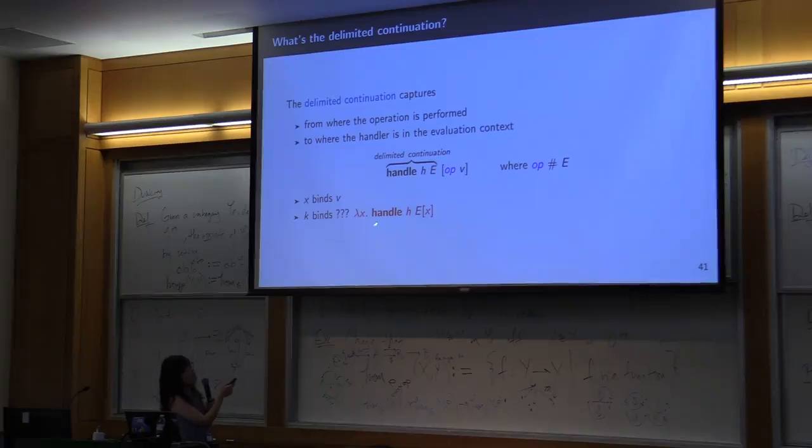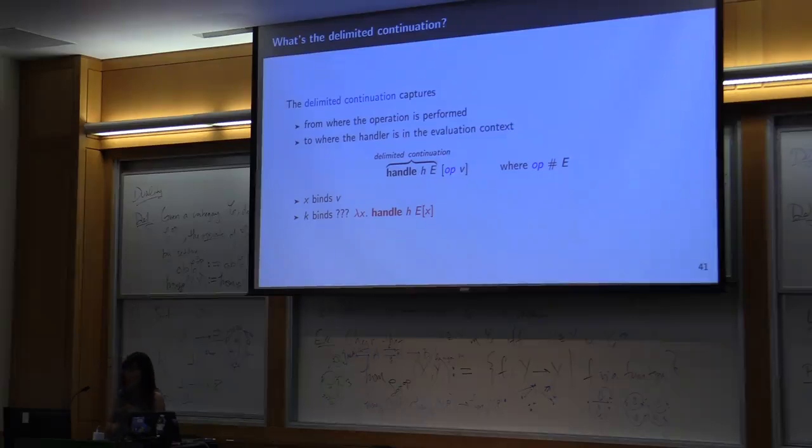And in this case, we also reinstall this handler as part of the continuation because that would allow you to perform the same operation again. Got it? Okay. So remind me that E is something with a hole in it, and the square brackets correspond to plugging the hole with what's in the brackets.